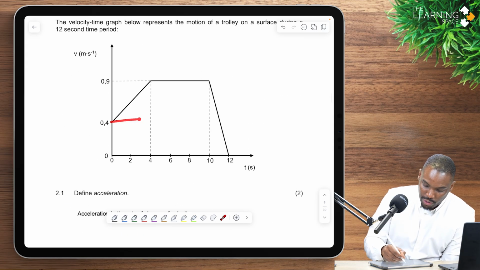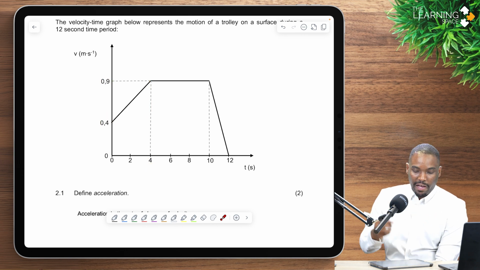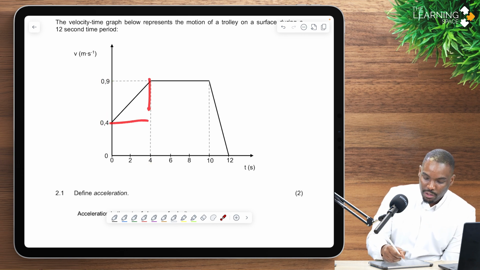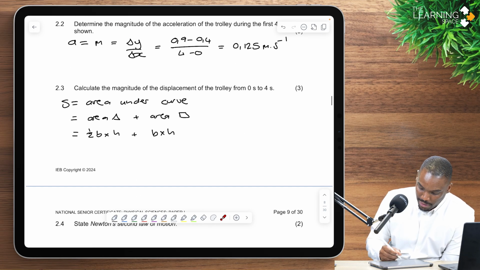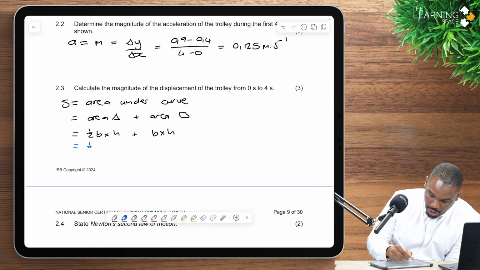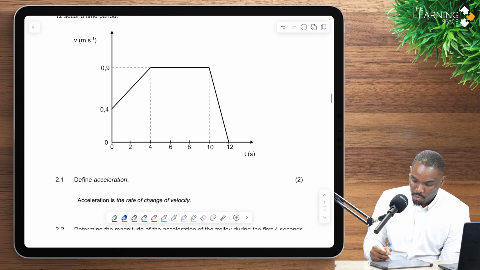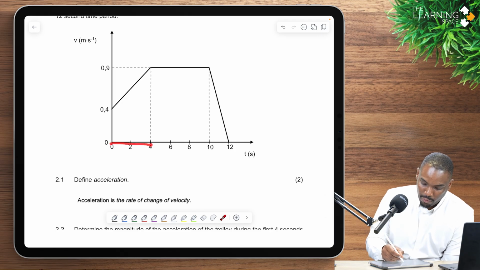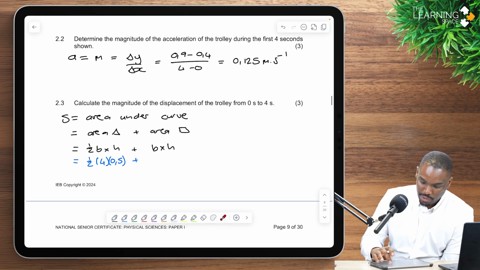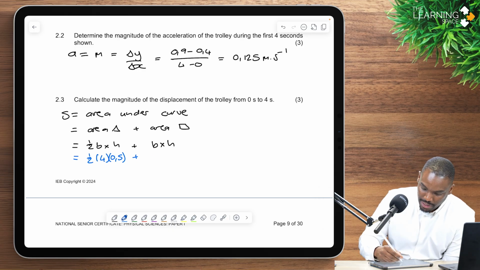For our triangle there, so we've got a base of 4 and a height of 0.9 minus 0.4, which is 0.5. So we'll then have a base of 4 and a height of 0.5. Let's plug those values in there. So we'll have here half, our base was 4, right, times our height of 0.5, plus then the rectangle or the square that we're looking at there, a base of 4 and a height of 0.4. Let's quickly put that in there. That's a base of 4 and a height of 0.4.